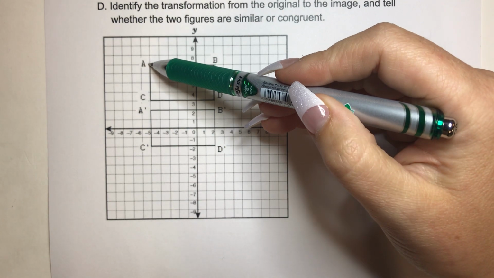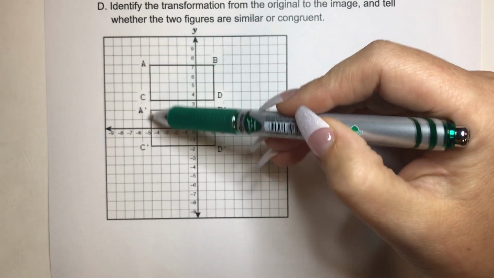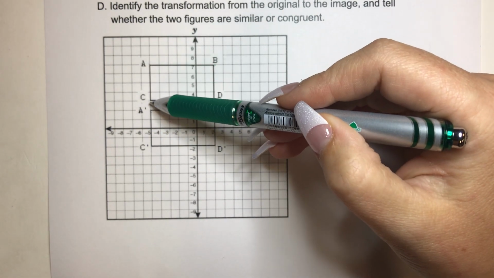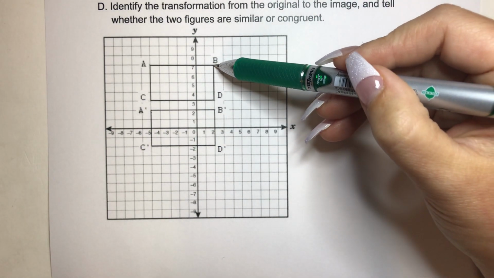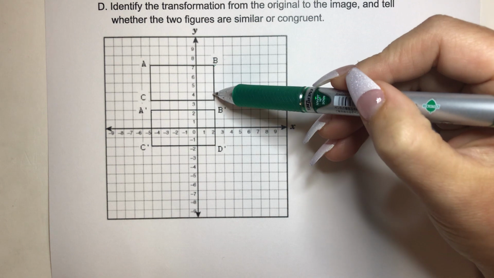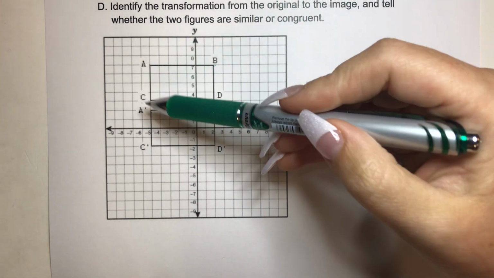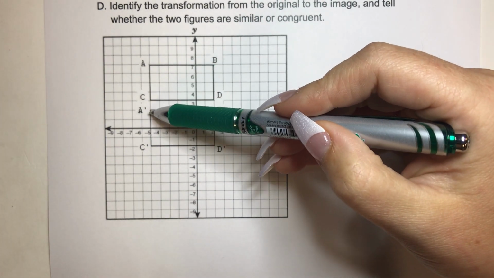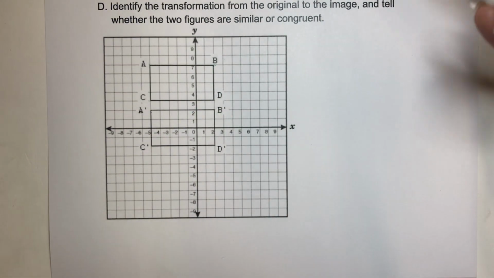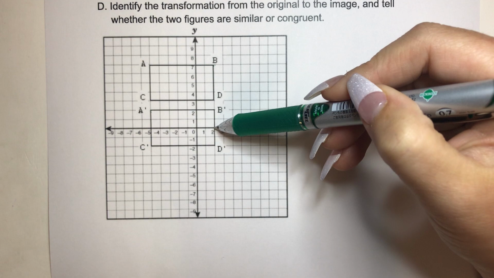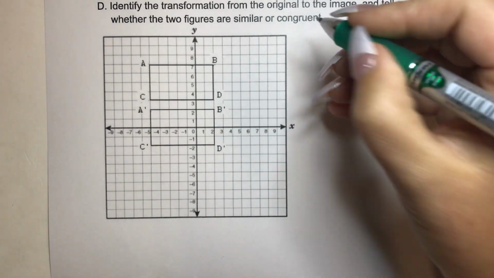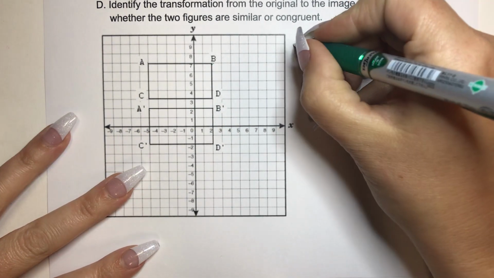Let's see, what's happening from A to A prime? Well, it looks like it's going down 1, 2, 3, 4, 5. Okay, let's see if that's true for B. Does it go down 5? 1, 2, 3, 4, 5. It does. What about C? It goes down 1, 2, 3, 4, 5 again. And lastly, D goes down 1, 2, 3, 4, 5. So this is a translation.